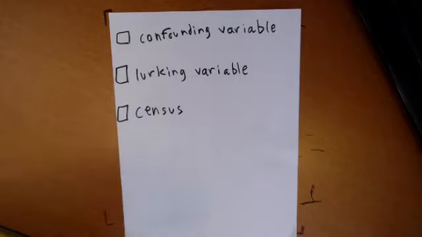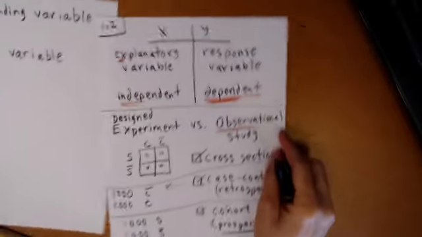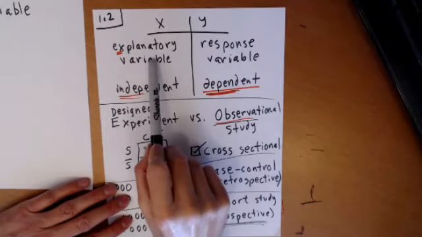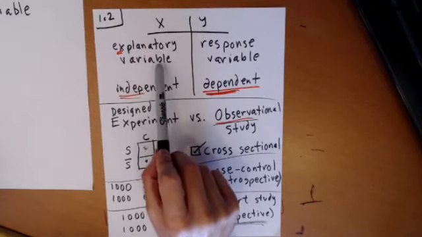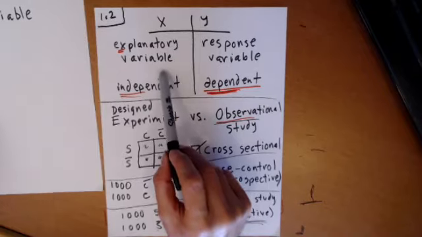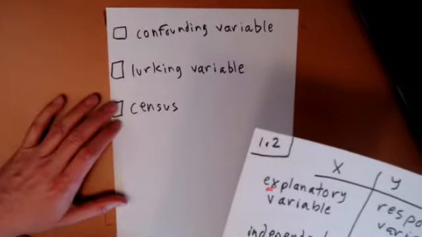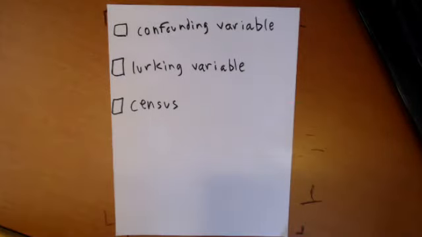Hey folks, a couple more terms from 1.2. Confounding variable. So we were talking about, go back in time, explanatory variables and response variables. Imagine that there are a couple of explanatory variables. Something in the news right now is the COVID virus and what is affecting the mortality rate.